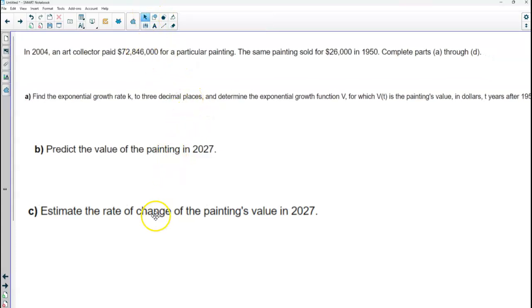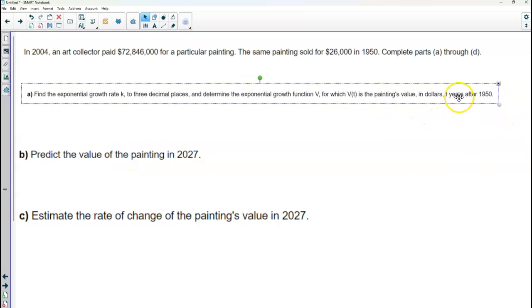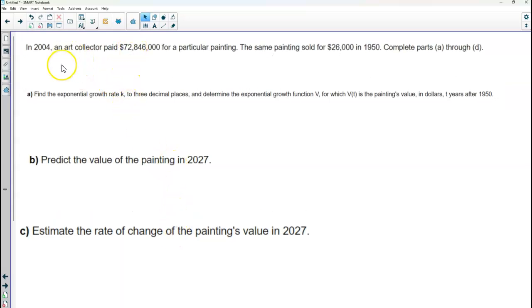In this problem, we are going to set up an exponential growth equation for the situation presented and then answer some questions. So we've got a painting that has a value of almost $73 million in 2004. It was originally valued at $26,000 if we take 1950 to be the initial year. So they want us to find the growth rate accurate to 3 decimal places. And it's telling us to use the notation V of t.